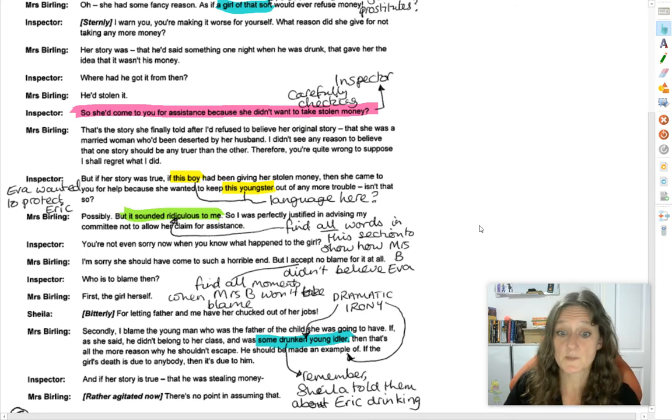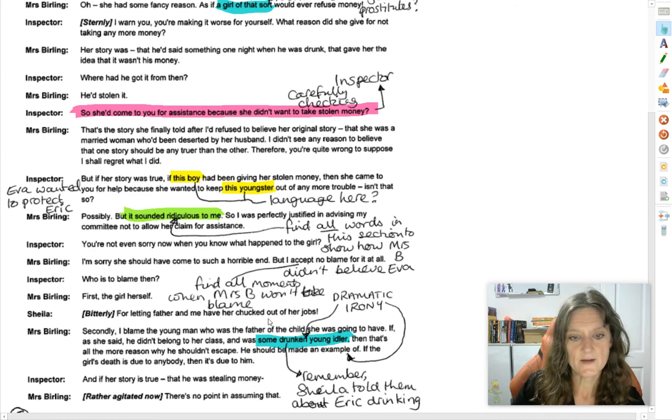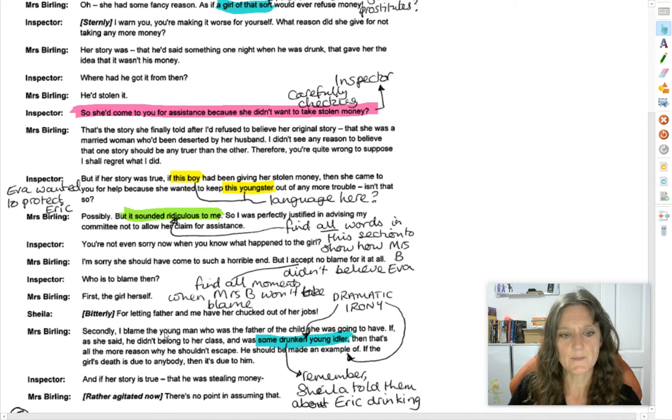And here Mrs. Birling is blaming the father for everything. Secondly, I blame the young man who was the father of the child she was going to have. If, as she said, he didn't belong to her class, so that's the airs and scruples from the previous page, and was some drunken young idler, then that's all the more reason why he shouldn't escape. He should be made an example of. So the dramatic irony is coming thick and fast. Remember that Sheila told them all about Eric drinking maybe only about 15-20 minutes ago in the play.